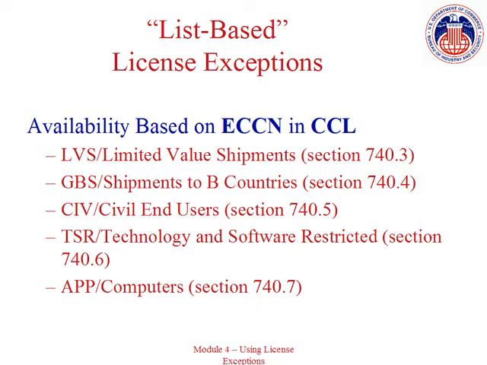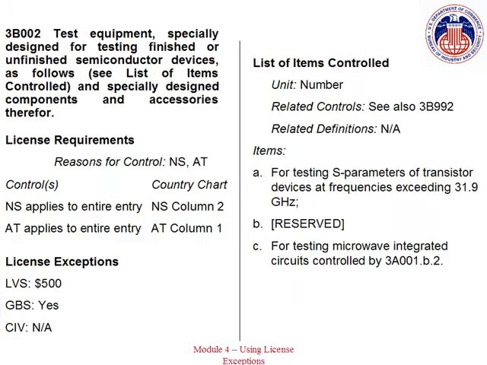Let's look at an example of an entry on the Commerce Control List. In this example of ECCN 3B002, there are 3 list-based license exceptions listed. License exception LVS may be available with an identified dollar value limit of $500. License exception GBS may be available, and license exception CIV is not available as indicated by NA, not applicable. Keep in mind that even though the ECCN indicates that license exceptions LVS and GBS may be available, you still need to review the specific license exception criteria in Part 740 to see if your transaction qualifies. The ECCN is only the starting place in determining eligibility.